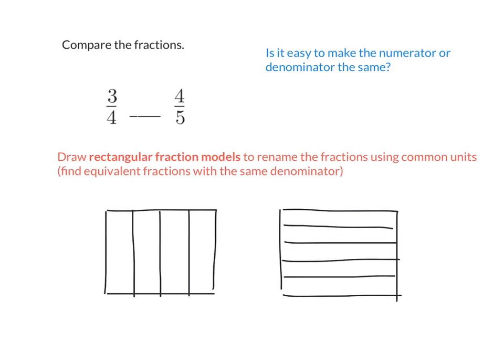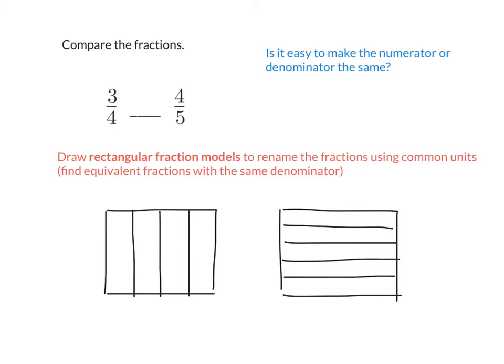This time we have 3/4 and we want to compare it to 4/5. Is it easy to make the numerator the same? No. Is it easy to make the denominator the same? No. In all of the previous examples, we only had to change one of the two fractions. Sometimes if it's not automatically easier to make the numerator or the denominator the same, you have to change both fractions. And we can use rectangular fraction models to help us rename both fractions in order to make that happen.